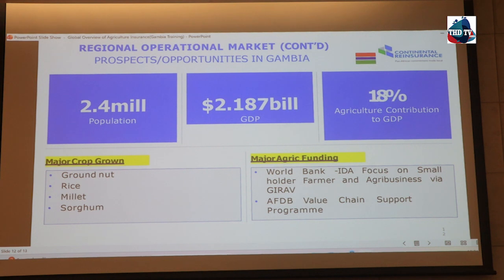Who knows this GIRAV? Is GIRAV still in existence in 2024? Gambia Inclusive and Resilient Value Chain Agricultural Development, right? I've tried, right? Yes. But this time around we will go at jet speed. We have a lot to cover.